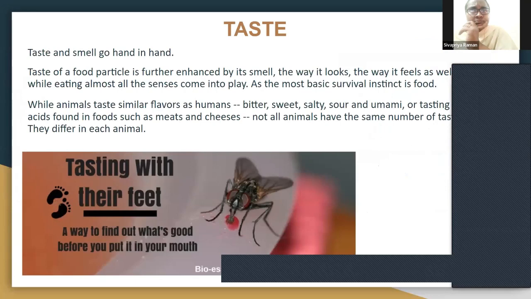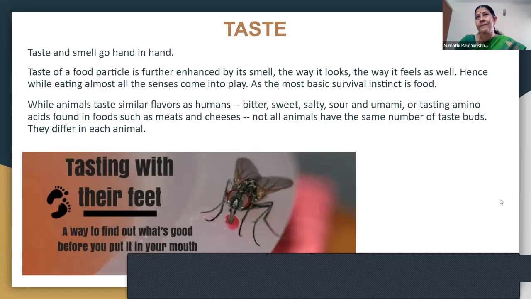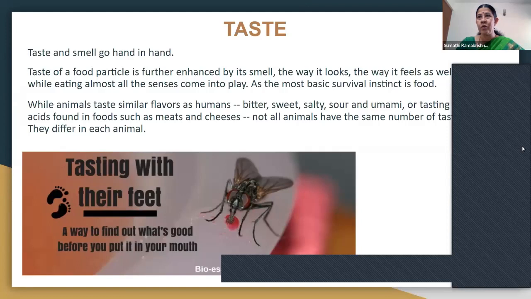Then taste and smell, it goes hand in hand. So see, the taste of food particles is further enhanced by its smell, the way it looks, the way it feels. So while eating, almost all the senses come into play. The basic survival instinct for us is food only. While animals taste similar flavors as humans, all the flavors they too taste, but not all animals have the same number of taste buds. They differ in each of them. See, only a few food items we feed the animals, okay?